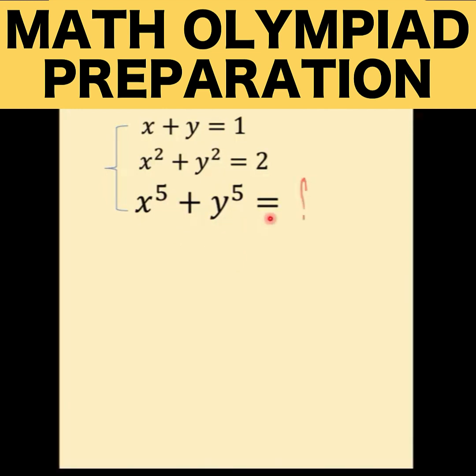Let's begin by recalling that the square of a binomial is expanded as the square of the first term plus twice the product of the first and the second terms plus the square of the second term. Since we have here x squared plus y squared, let's represent this as x squared plus y squared. So let's subtract 2xy from both sides, and we arrive at this. This is our representation for x squared plus y squared, which is equal to 2. We are going to go back to this later on.